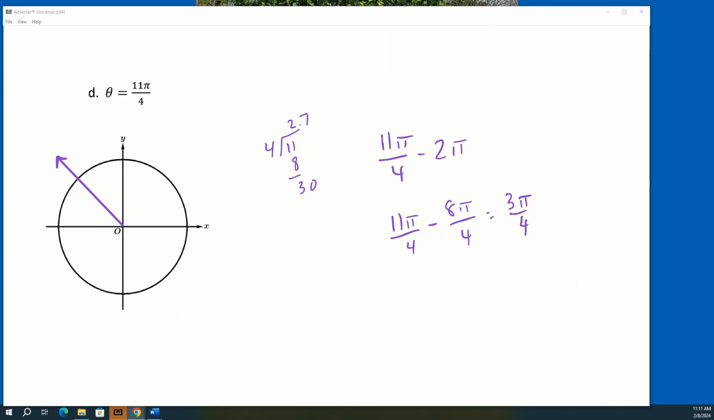But be careful when you do your swirly, because this goes all the way around and then back to that. If you just do this much, that's 3 pi over 4. That's not 11 pi over 4. Okay. Now I know radians is kind of weird, but you're going to get good at it as long as you try.